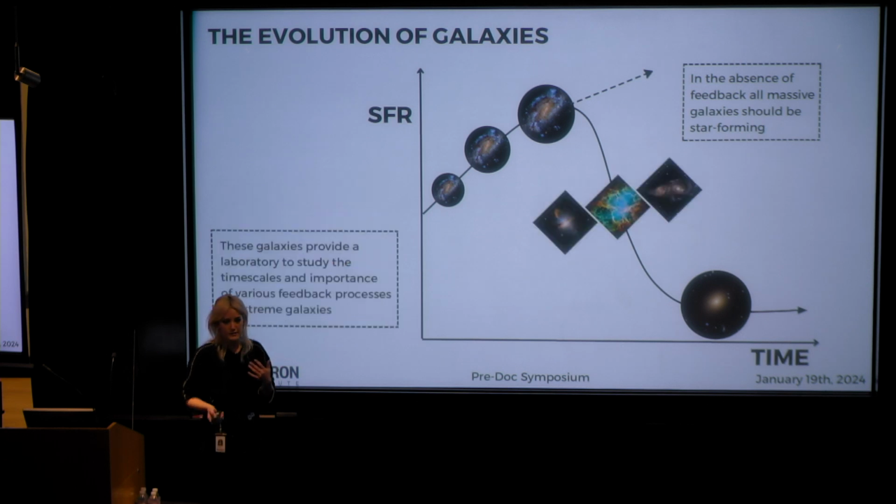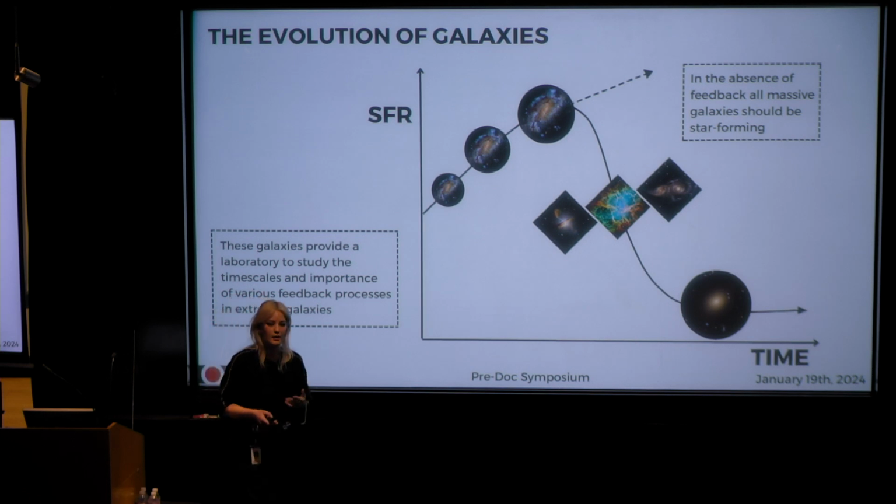And many simulators have already known this, but there are a few primary feedback processes that operate on different mass scales and time scales. And these can be mergers, they can be stellar feedback, they can be AGN feedback, which heats up surrounding gas to stop star formation or expels gas.